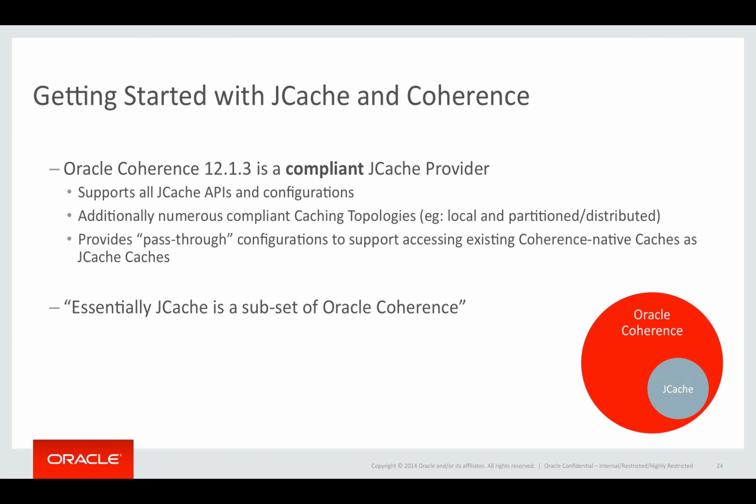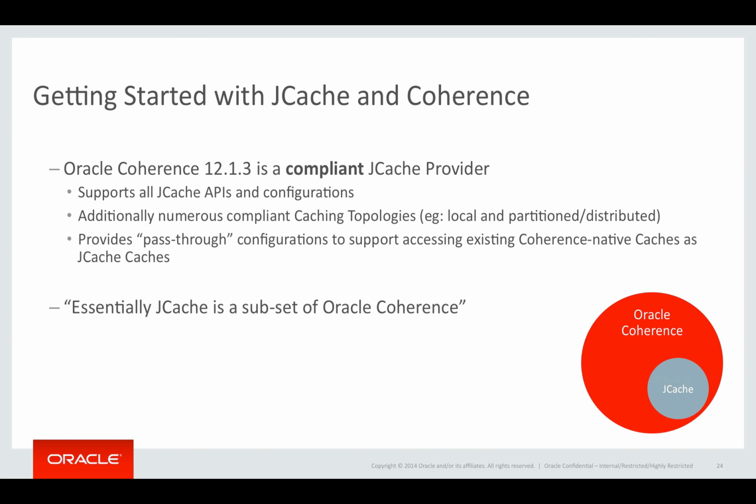Also, the development of JCache occurred alongside development of the Oracle Coherence support, and thus the Oracle Coherence implementation of the JCache provider was developed in parallel. Not only does the Oracle Coherence provider support all of the JCache APIs out of the box, including the out-of-box configurations, it also adds the ability to use additional, yet fully compliant topologies for managing cache data.